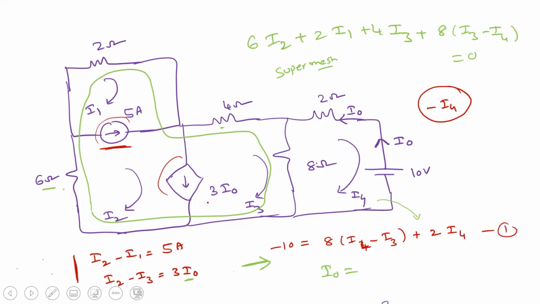The last equation: I2 minus I3 is equal to 3 I naught. Sir, is 3 I naught the voltage source? What voltage source? See, this 3 is just a value, just a gain of the current. It's known as gain. It is giving I naught, so there is no unit for it. 3 is just a number, not ohms or anything.